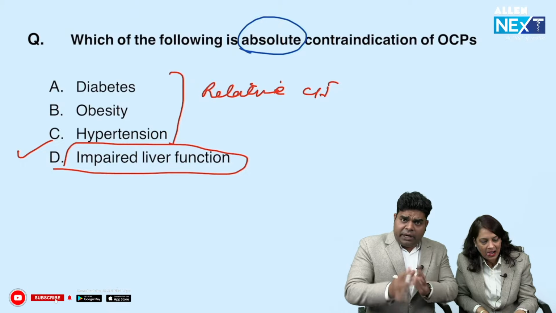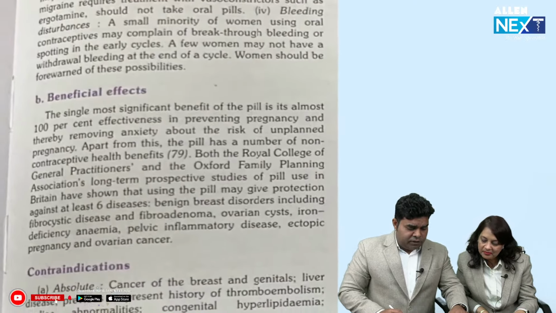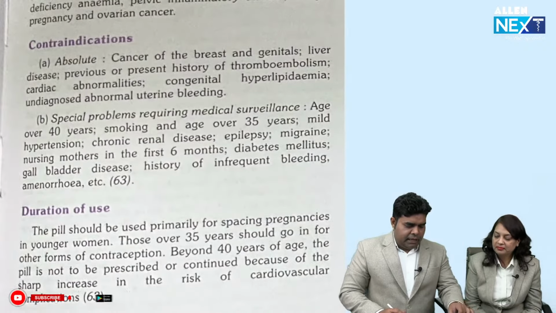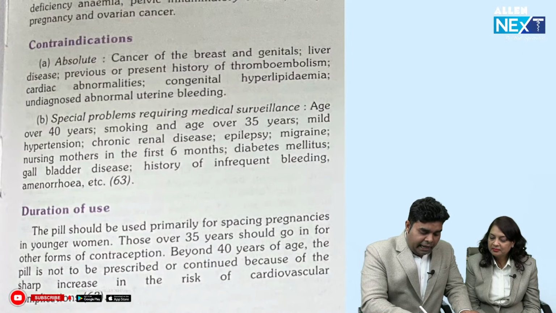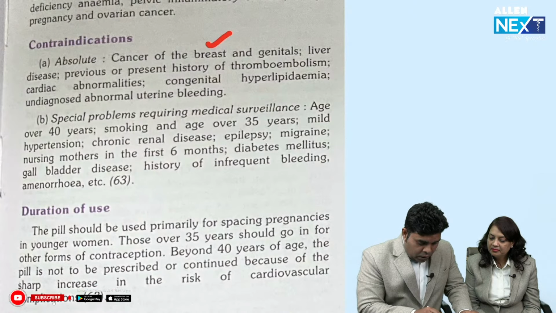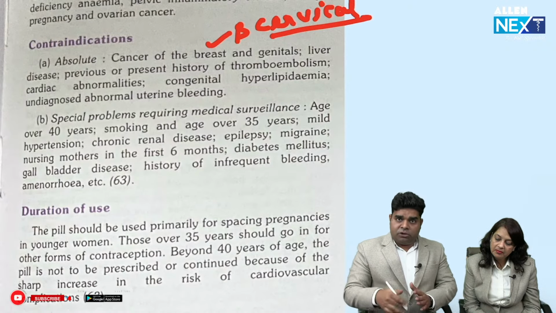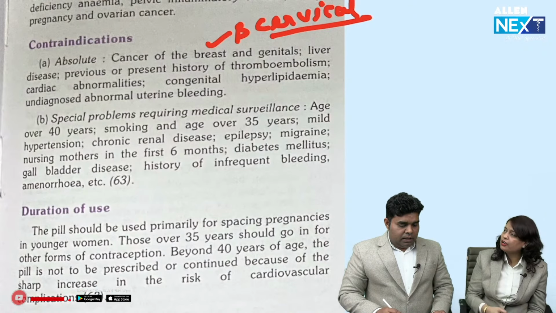So let's quickly revise that same 5 points. What are the contraindications of OCP and what are the beneficial effects of OCP? Let's first focus on the contraindications. This is the recent edition of Park. All these photos have been taken. Cancer of breast is also written here, along with genital tract cancer. That means breast and cervical cancer. These are the two cancers where OCP is absolutely contraindicated. Then there is endometrial cancer.